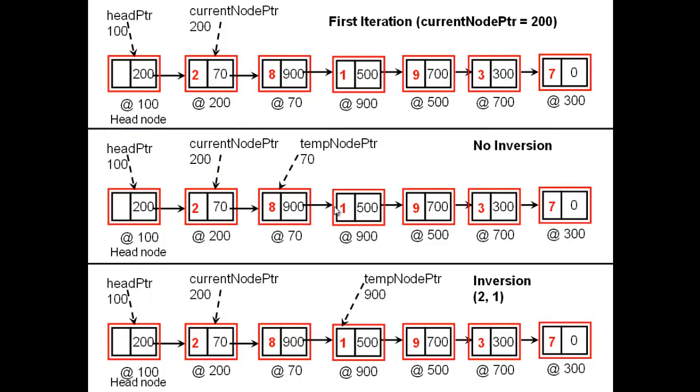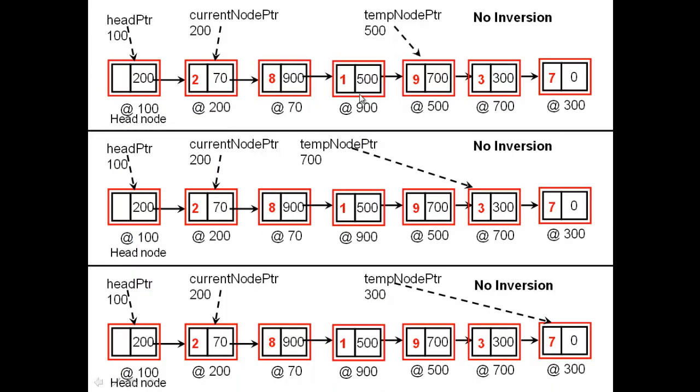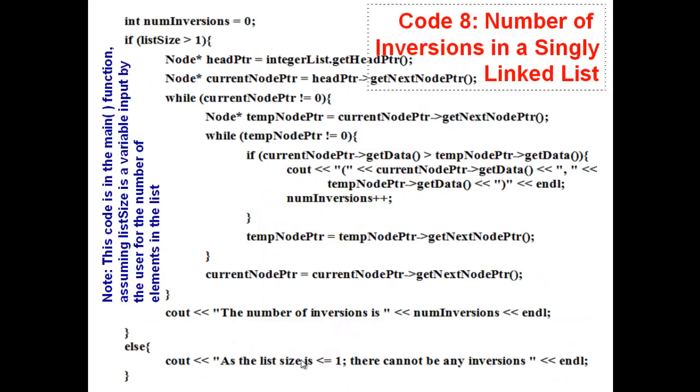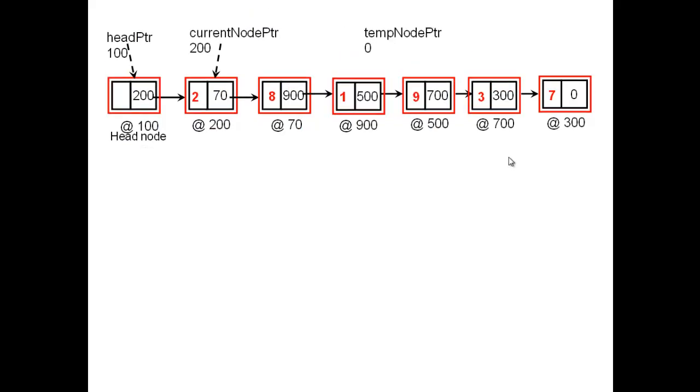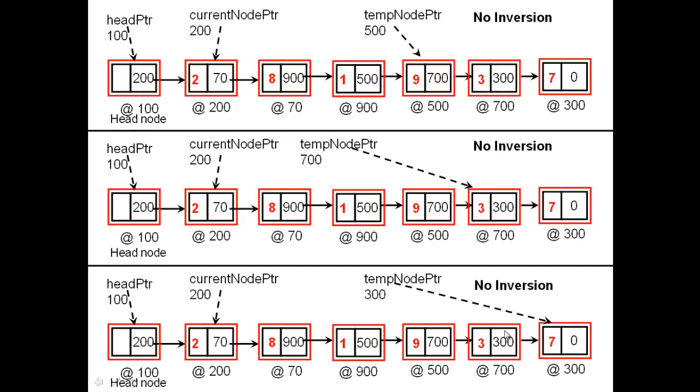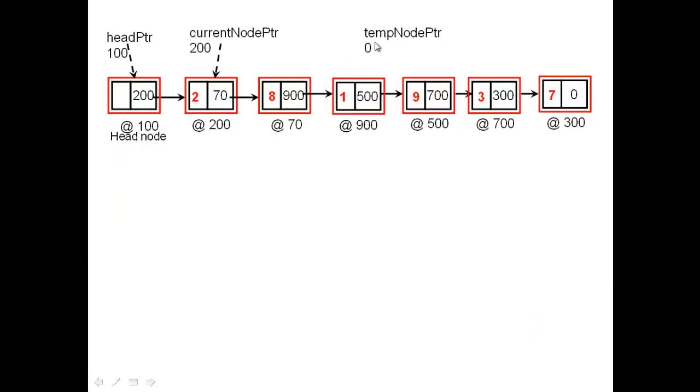Then move the temp node pointer to the next data node, which is at address 500, and compare the values. So 2 and 9, there's no inversion. Then move the temp node pointer to the next data node. So that is 2 and 3, no inversion. Then move to the next data node at address 300, 2 and 7, no inversion. Then move further down. Again, by the statement temp node pointer arrow get next node pointer, you're getting the address of the node next to that node. So it will be 0, and temp node pointer will have 0 now.